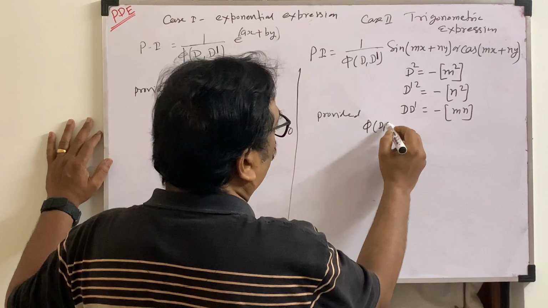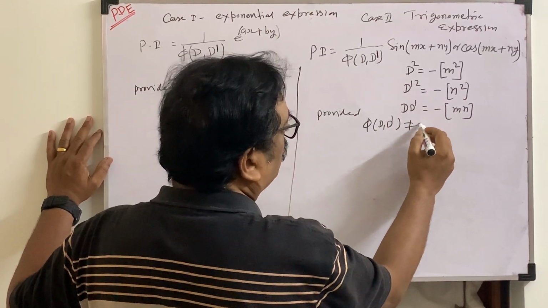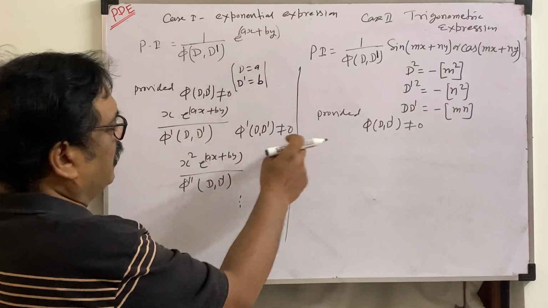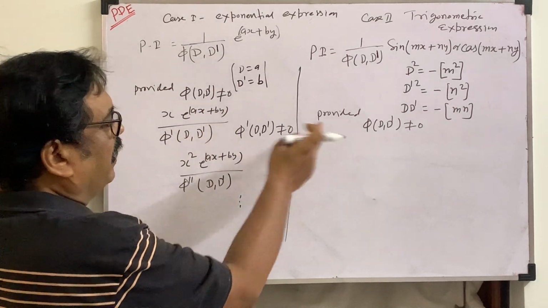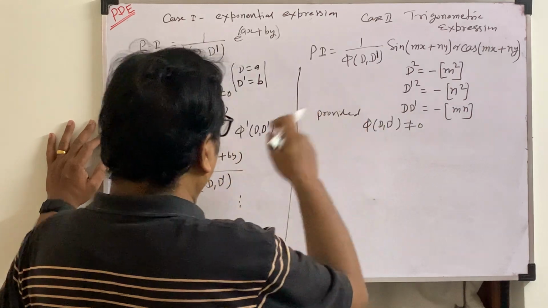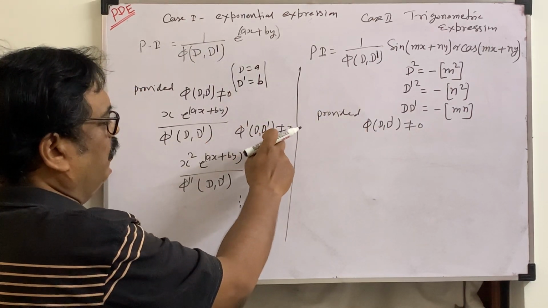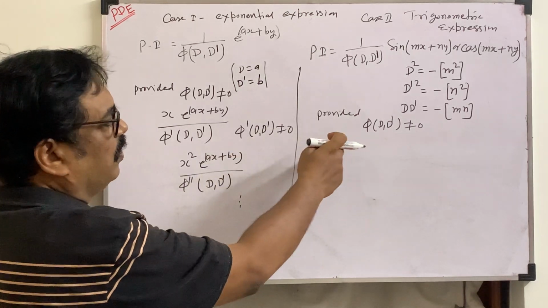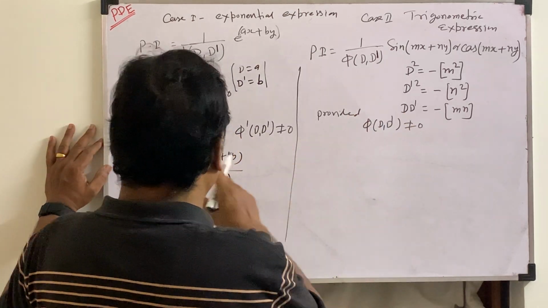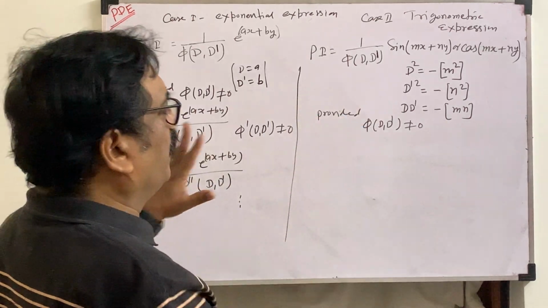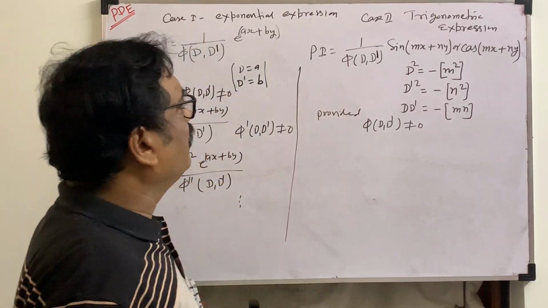Phi(D, D dash) should not equal 0. If 0, a similar process: multiply by x, differentiate the denominator once, and again substitute the same part. Again if it is 0, differentiate with respect to D again. If 0, again continue: one more x multiply, and differentiate again. Like this we will go. This is the process for case 2.